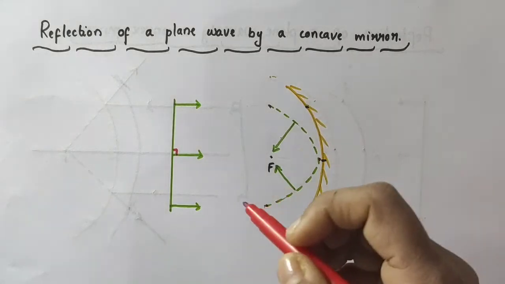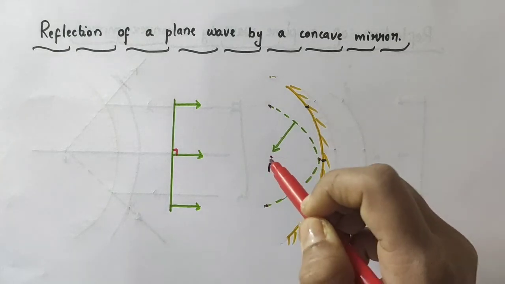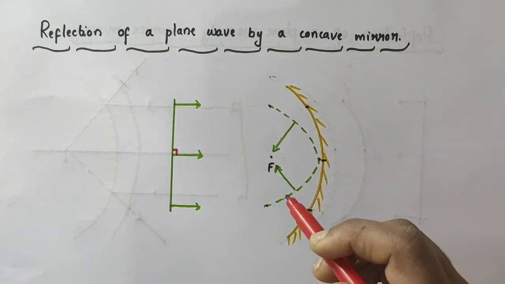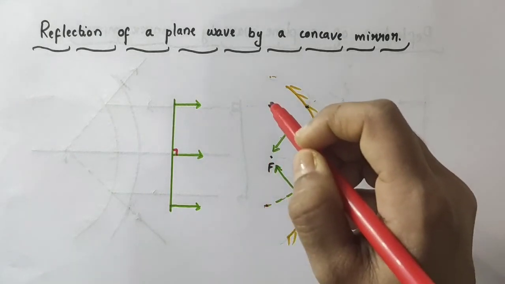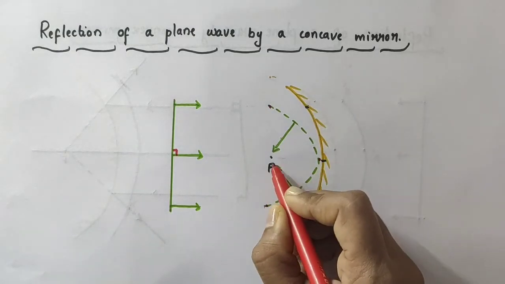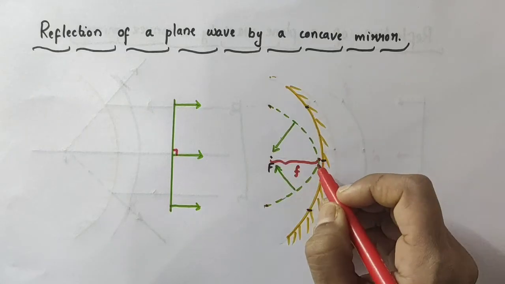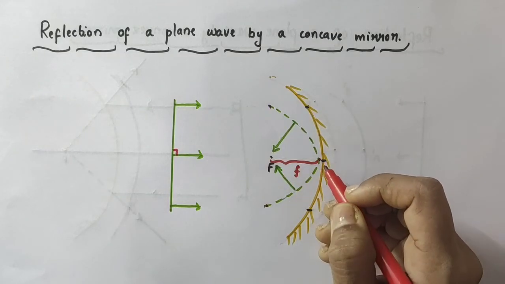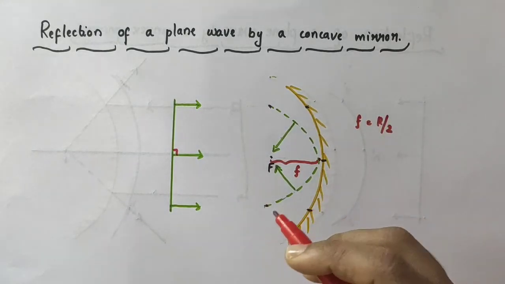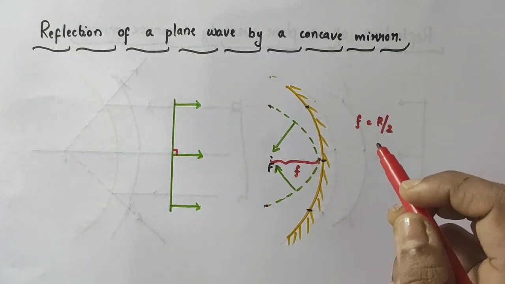Here actually we are getting the emergent wave as a spherical wave converging to the focal point of this concave mirror. Okay, F is the focus of this concave mirror. So this emergent wavefront will be a spherical wavefront of radius R by 2. R by 2 in the sense from the focus to this point, that is actually the focal length, from the focus to the pole of the mirror. So that focal length is equal to what? Half of the radius of curvature, no? So we can say that here the emergent wavefront is a spherical wavefront of radius R by 2.